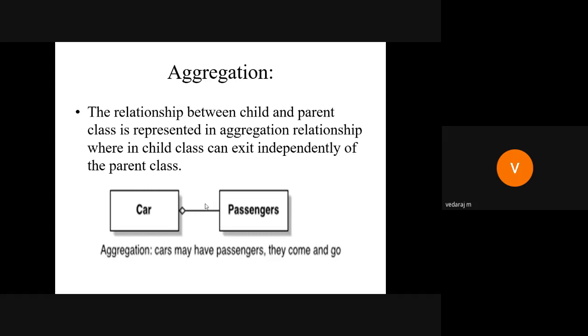A car may have n number of passengers. They can come and go, but still the car can exist. This is called the aggregation relationship. This is also one of the components or notations used in the class diagram.